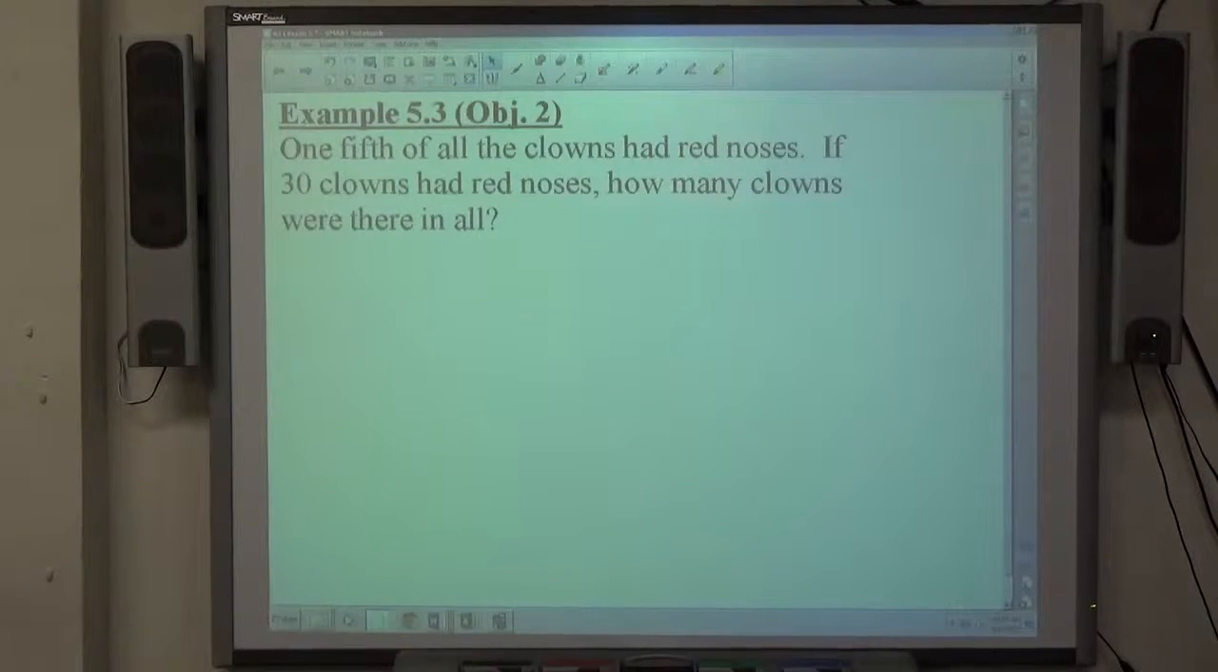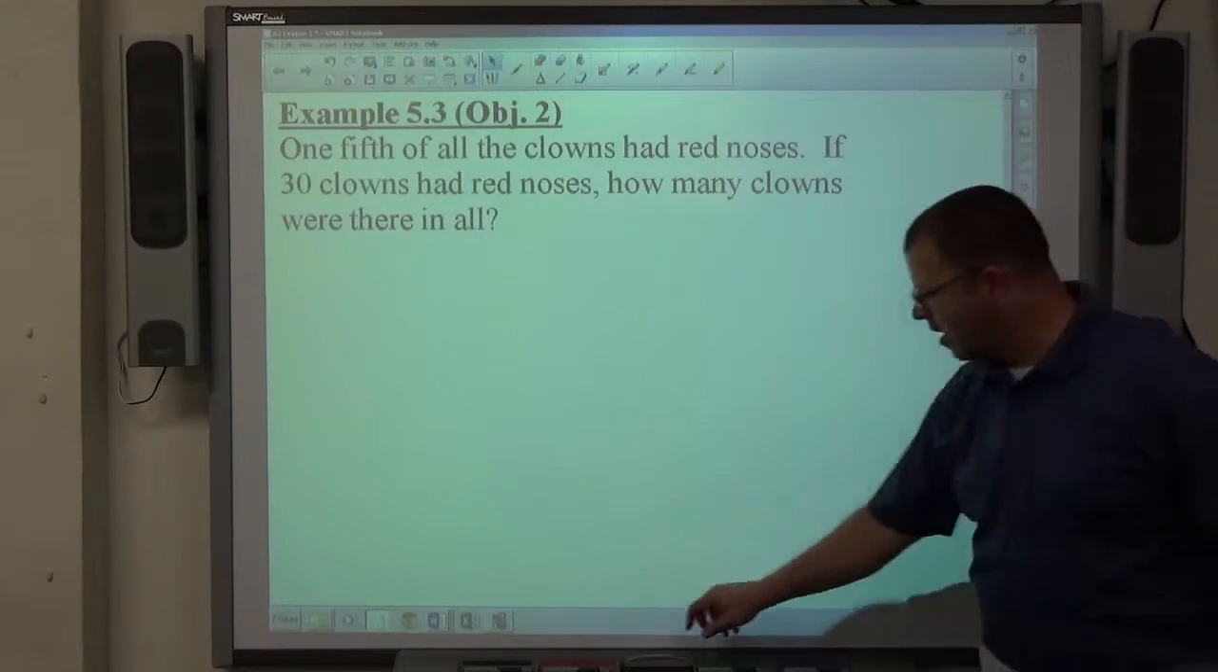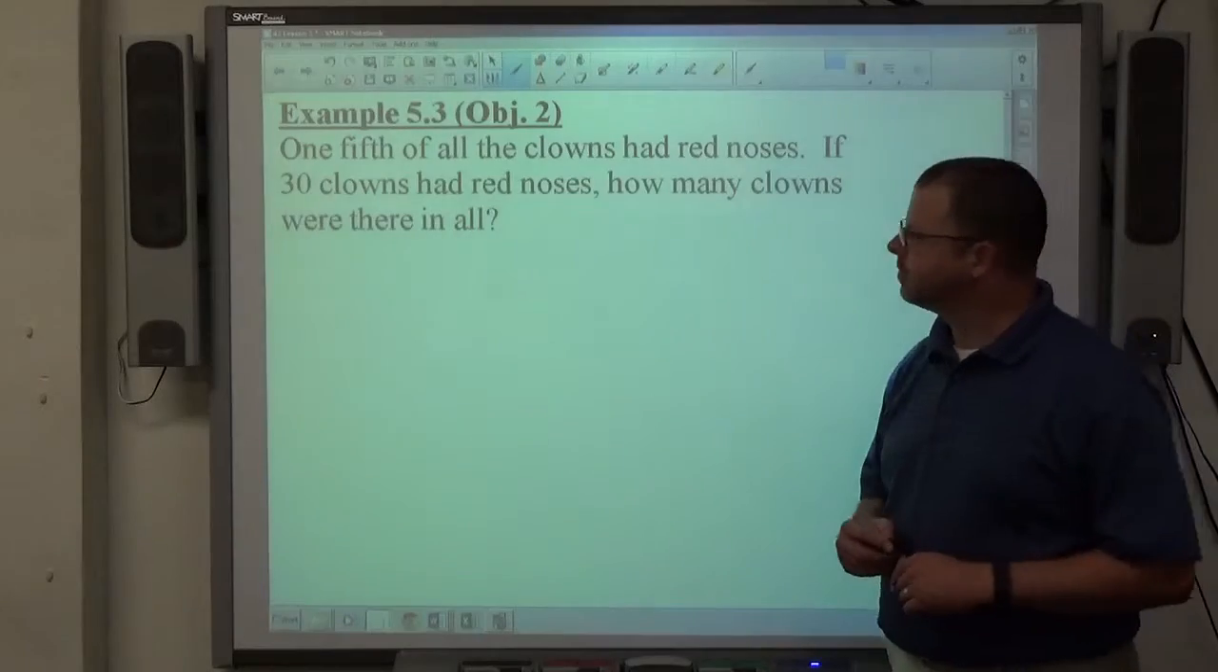All right, example 3: 1/5 of all the clowns had red noses. If 30 clowns had red noses, how many clowns were there in all? So here's a technique for doing this problem. It's not the only technique. I'm going to show you a different technique on the next problem that you might like better. But here's a technique for this problem.